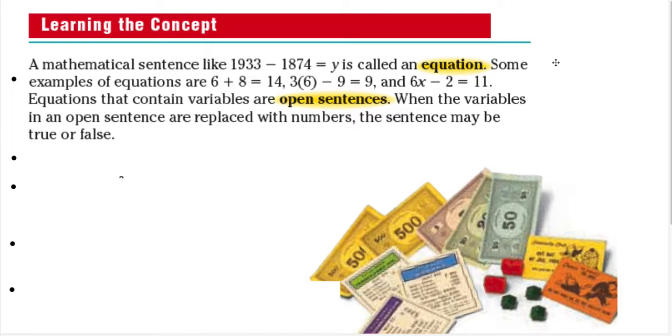Going back to the definition of an equation, it is a mathematical sentence that includes an equal sign, or two expressions separated by an equal sign. That is the definition of an equation. So whenever you see an equal sign, it is an equation.